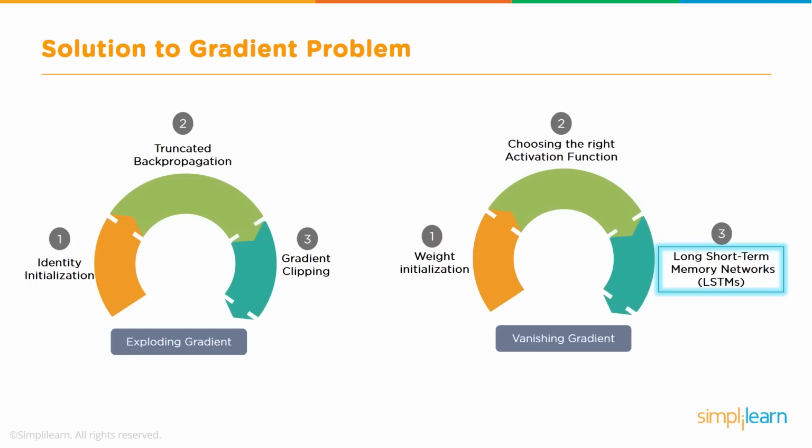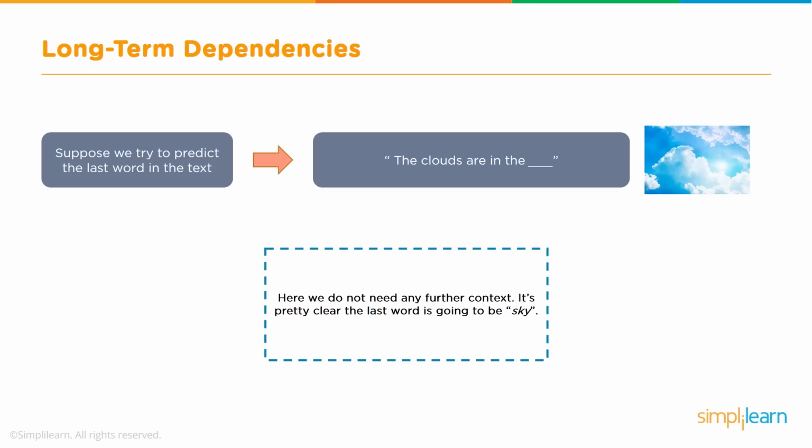And one of the most common problems in today's setup is what they call long-term dependencies. Suppose we try to predict the last word in the text. The clouds are in the, and you probably said sky. Here we do not need any further context. It's pretty clear that the last word is going to be sky.